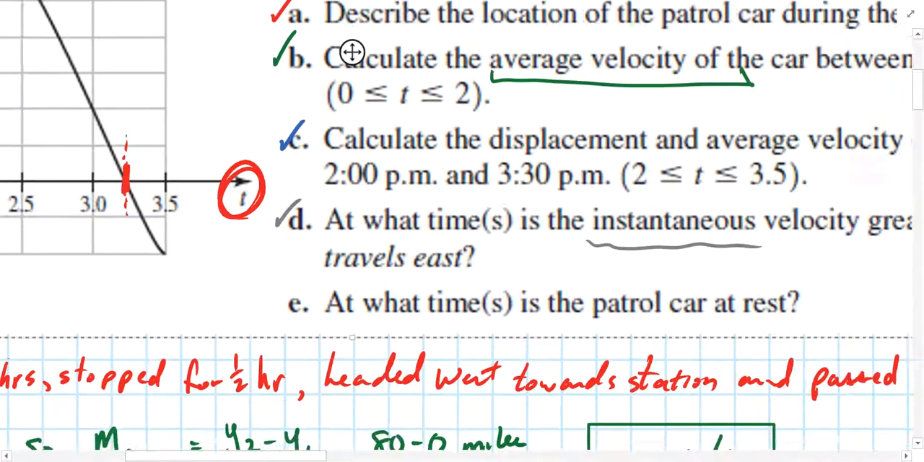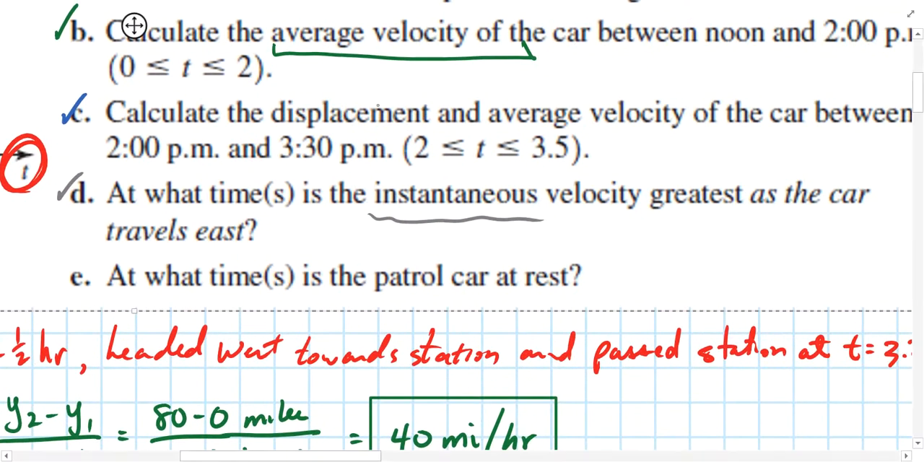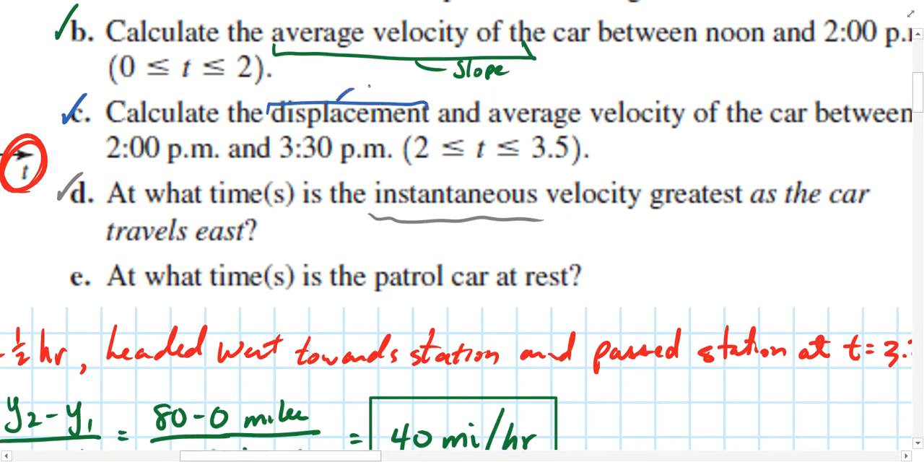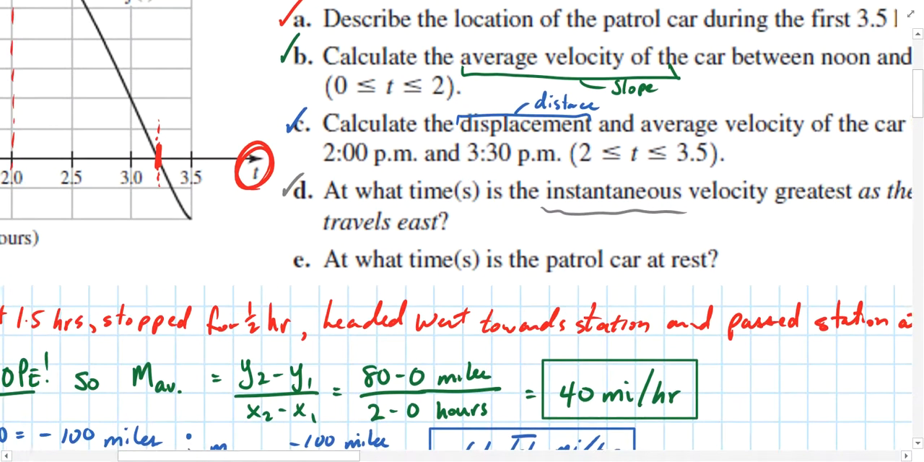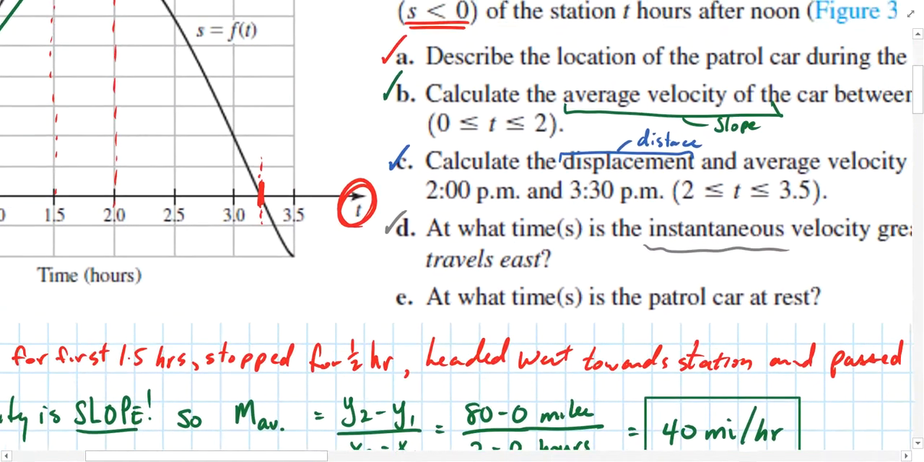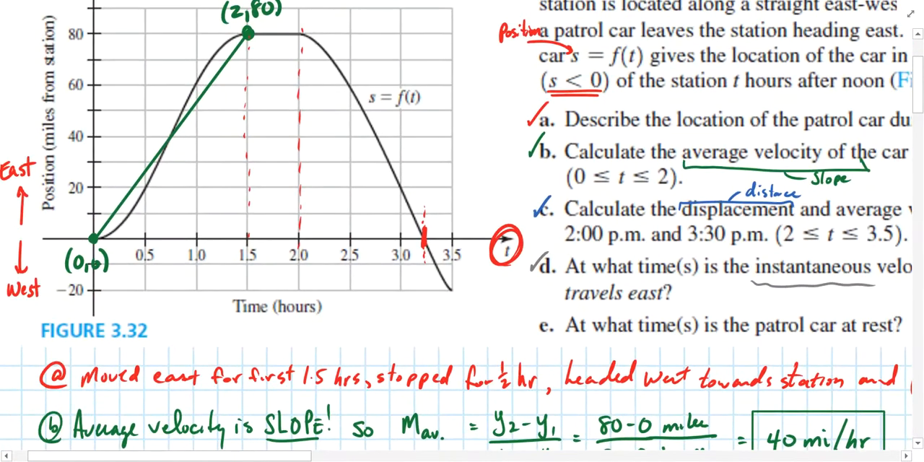For part C, I'll switch to my blue pen here, calculate the displacement. Actually, let me clarify this here. This was slope. And then displacement, if you haven't seen or heard that phrase before, is essentially, in this case, the distance traveled. So calculate the distance that's been traveled and the average velocity of the car between 2 and 3:30. So between a time of 2 and 3.5.